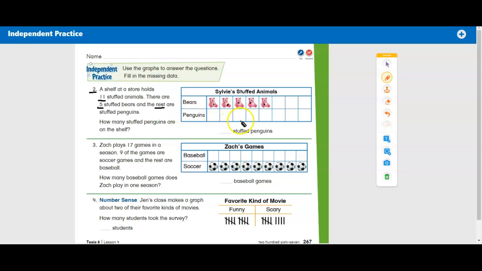To find your answer for penguins, you can solve 2 ways. You can take the total number of stuffed animals and subtract the number of bears. Or you can take the number that you know are stuffed bears and see what number you would need to add to it to get 11. So you can use the two different methods to solve. You will get the same answer either way.